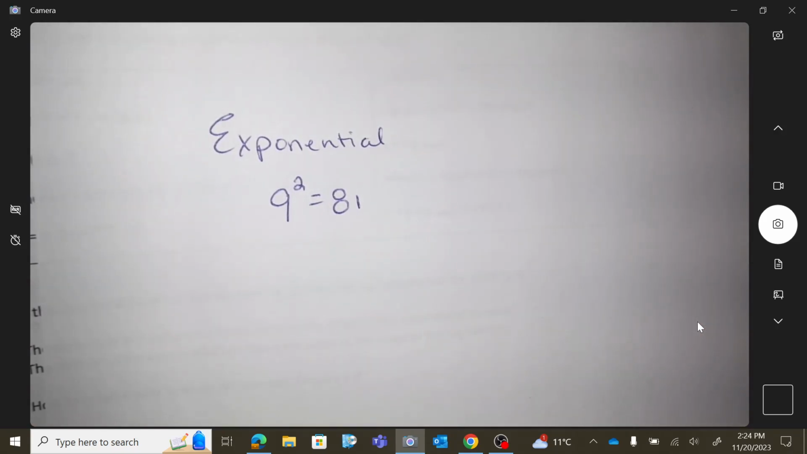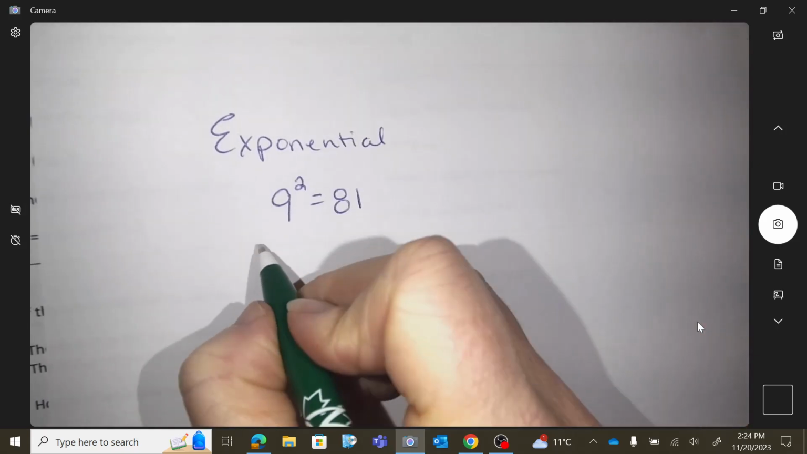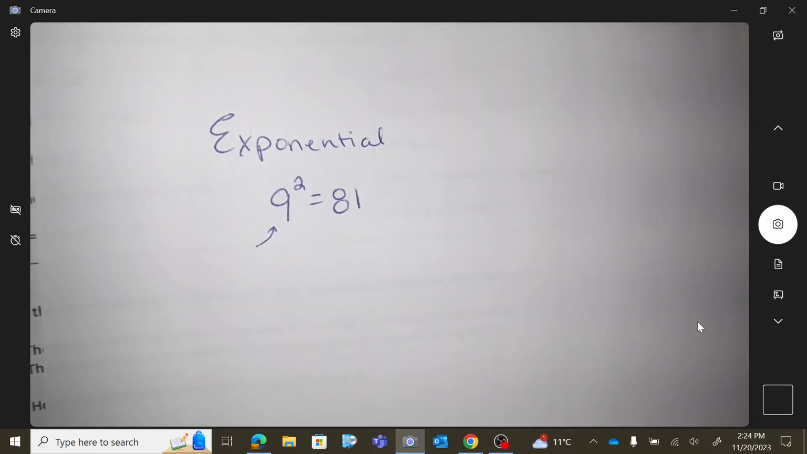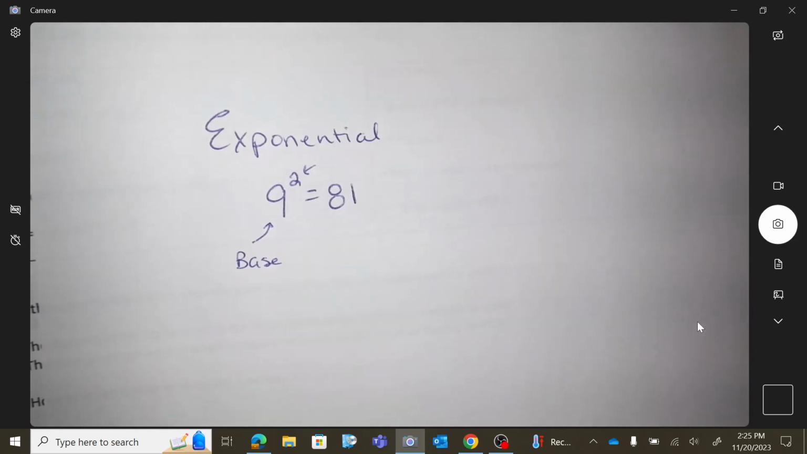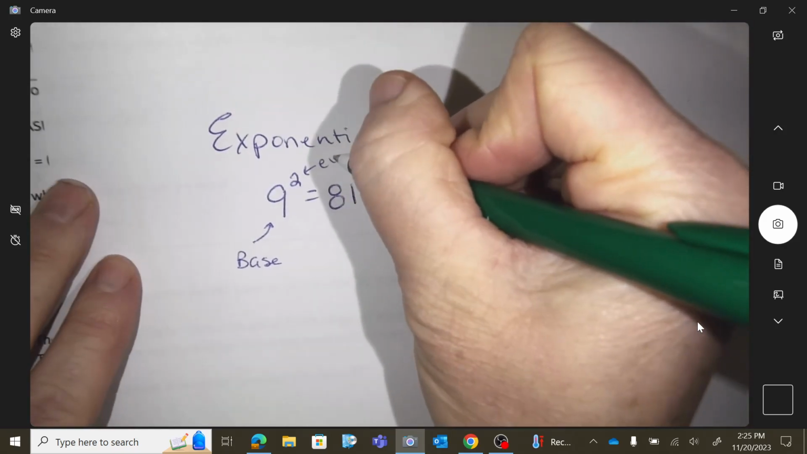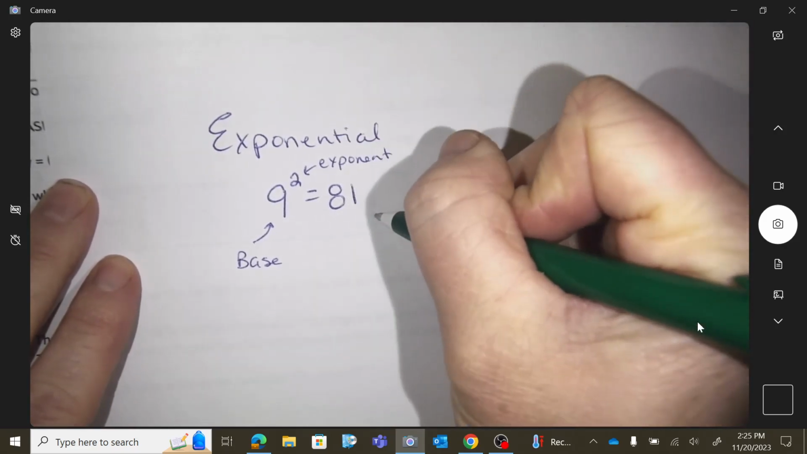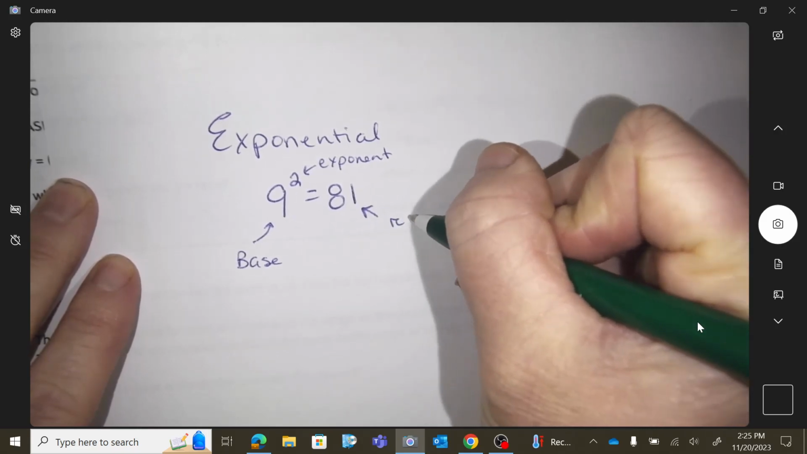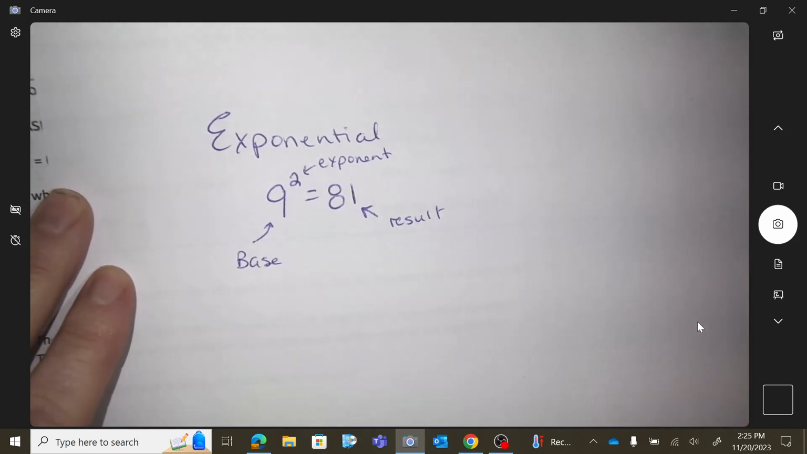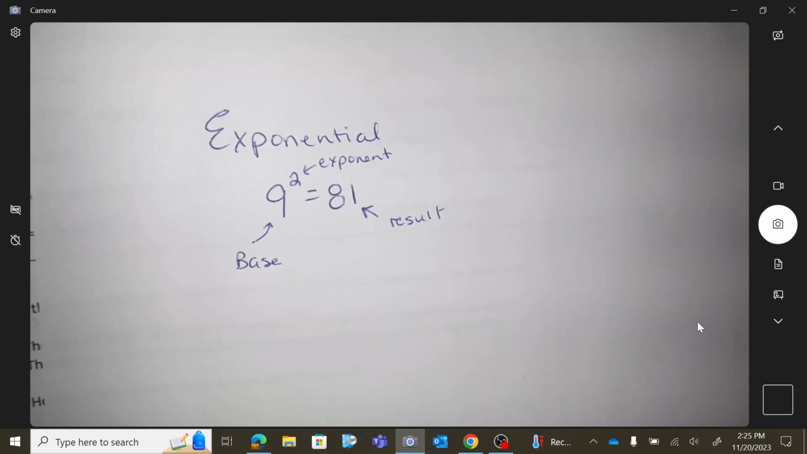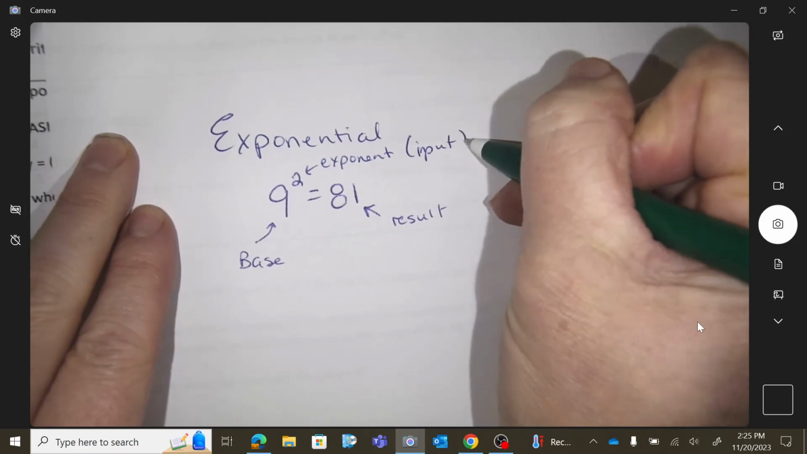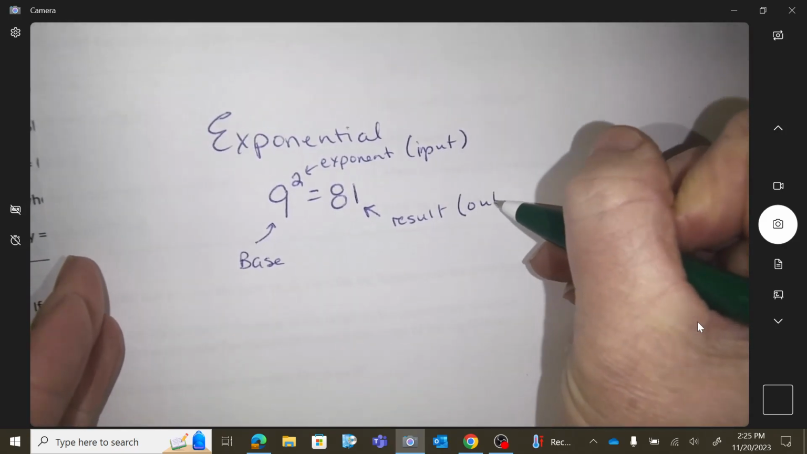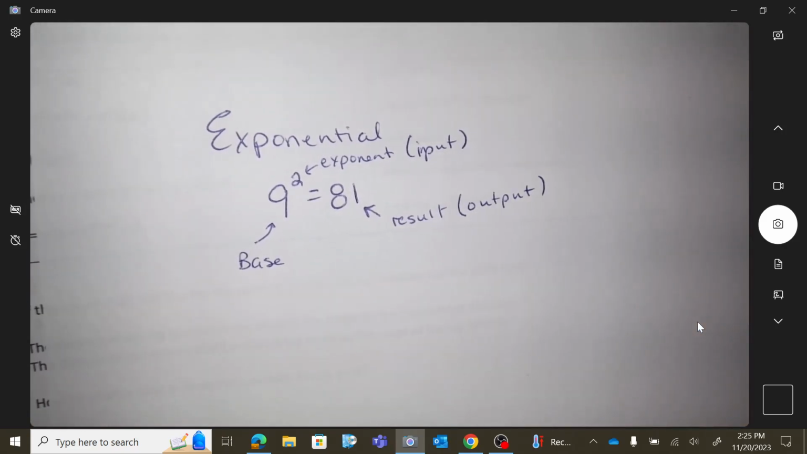So what are the components of an exponential? 9 is considered the what word? The base. 2 is called the exponent. And 81 is the result. Okay? In this situation, we input the exponent and then we get the result.